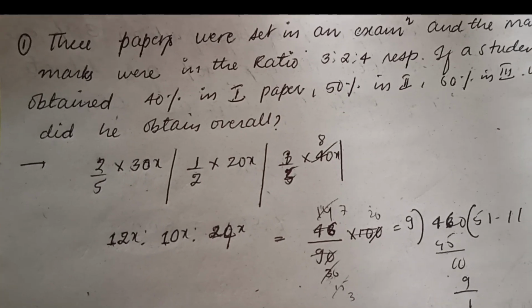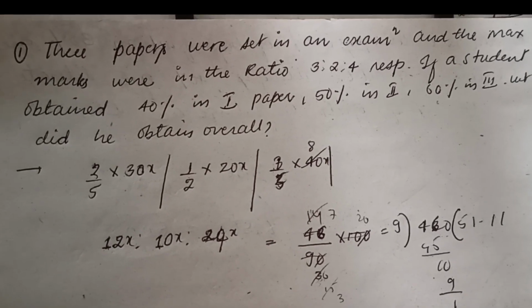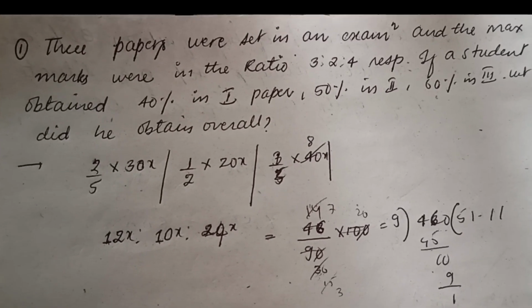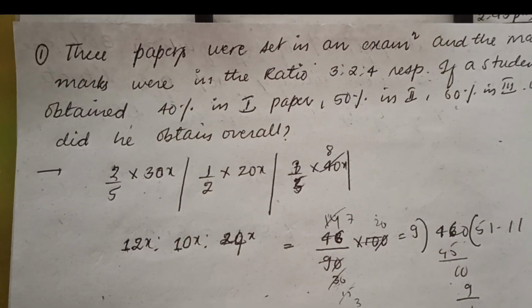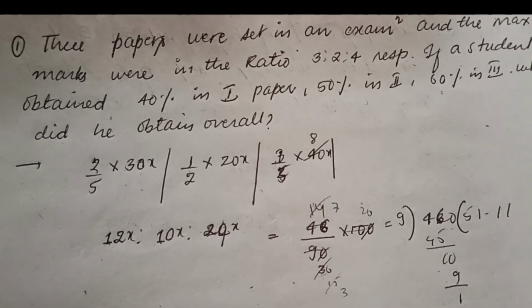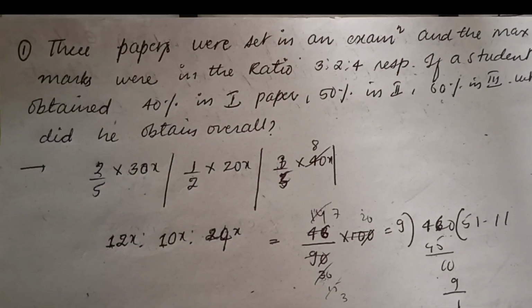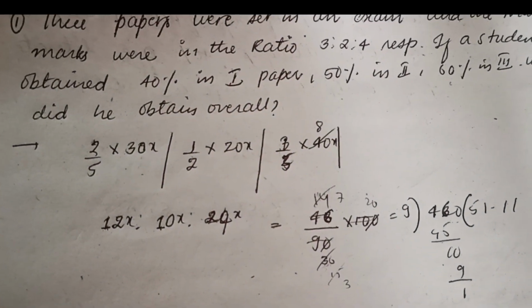So let's get started. 3 papers were set in an examination and the maximum marks were in the ratio of 3:2:4 respectively. If a student obtained 40% in the first paper, 50% in the second paper and 60% in the third paper, what percentage did he obtain overall?